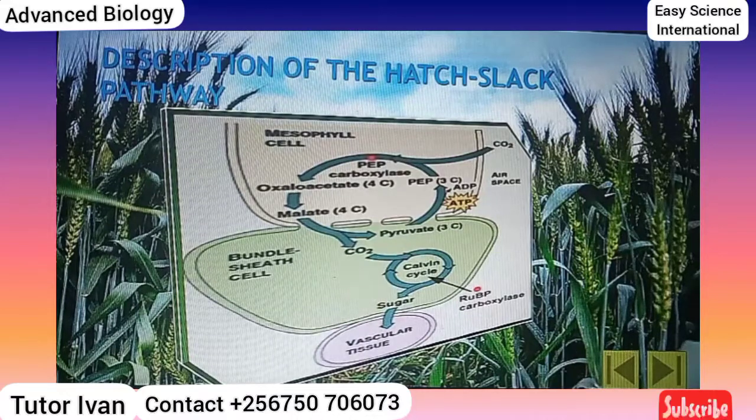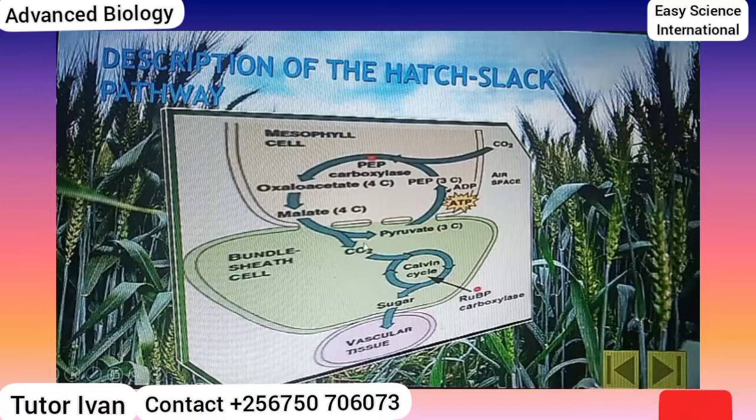where it is decarboxylated, removal of carbon dioxide. So we are seeing carbon dioxide being released in the bundle sheath cells from malate. After the process of decarboxylation, we yield pyruvate, a 3-carbon compound. Remember, we have split the 4-carbon compound by removing 1 carbon with oxygen, that is forming a molecule of carbon dioxide, leaving behind the 3-carbon compound known as pyruvate.